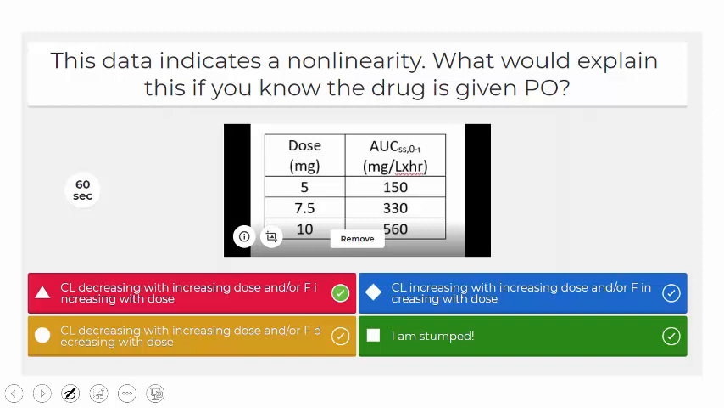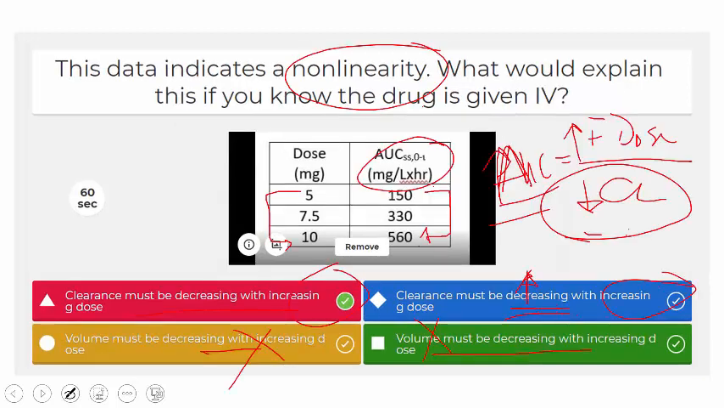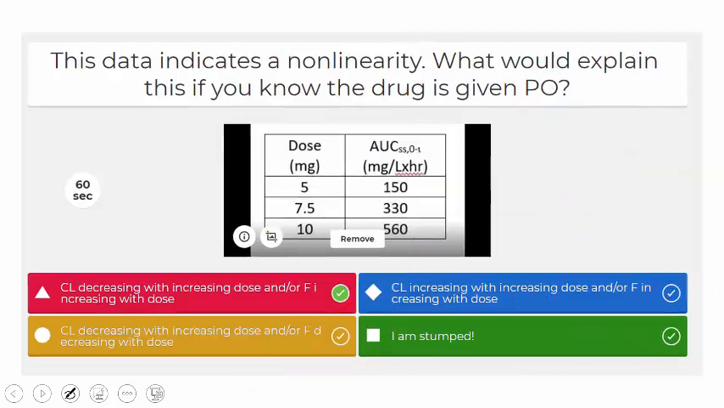All right, this is the same data. Okay, so this one was given IV. I guess I even skipped that part, which is really bad. So bioavailability isn't an issue here, so it must be due to decrease in clearance.